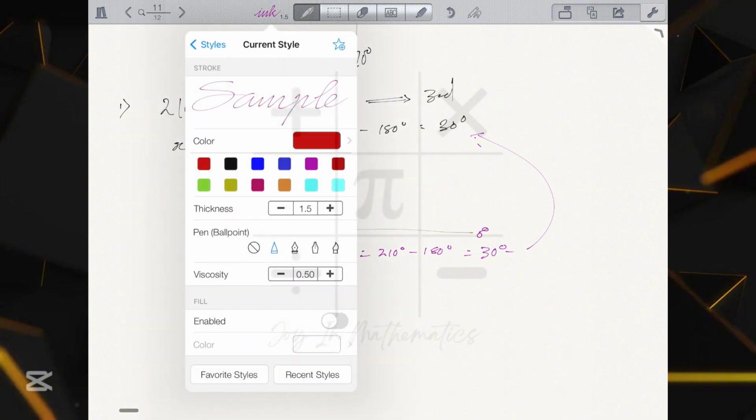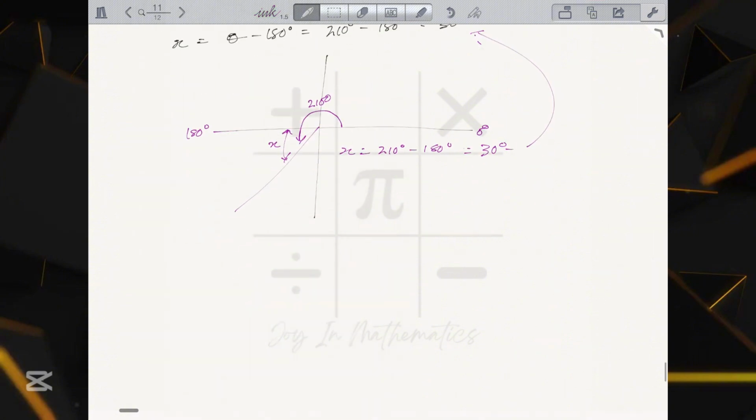Let's proceed. Let's have number 2, 10 degrees. What position does 10 degrees fall in? Is it the first quadrant, second quadrant, third quadrant, or fourth quadrant? These are the questions we ask. So we say that 10 degrees falls in the first quadrant, because 10 degrees is greater than 0 degrees and less than 90 degrees. So it is in the first quadrant.